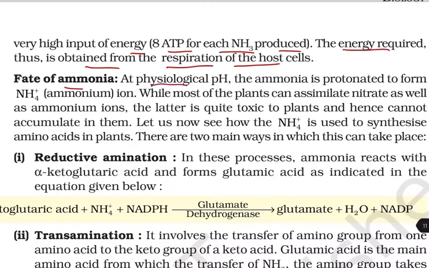Fate of ammonia. At physiological pH, the ammonia is protonated to form NH4+, that is, the ammonium ion. While most of the plants can assimilate nitrate as well as ammonium ions, the latter is quite toxic to plants and hence cannot be accumulated in them. Let us now see how NH4+ is used to synthesize amino acids in the plants. There are two main ways in which this can take place.